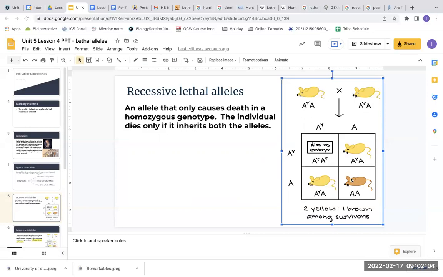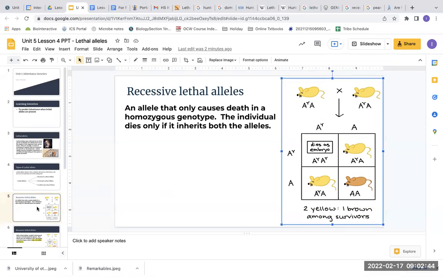So if you have the normal allele, the big A with nothing on top, then you're a normal survivor. However, if you carry the allele AY, then you carry this lethal allele, and you get a little bit of effect to your body, but it doesn't cause you to die. And that mice is going to get a yellow coat color. However, if you inherit two of the AY allele, the mice will actually die as an embryo and it will never be born in the first place.